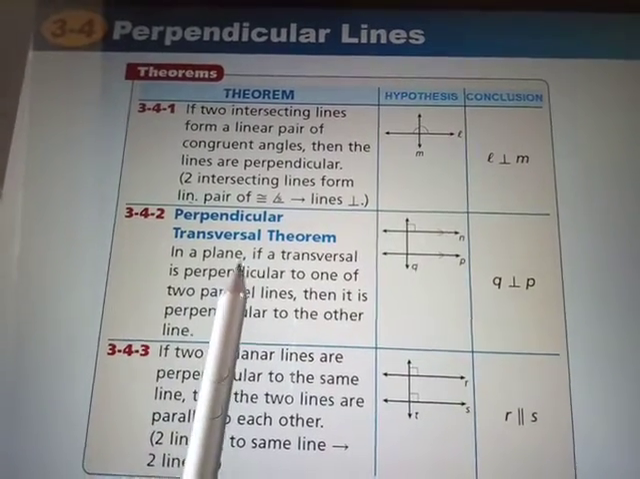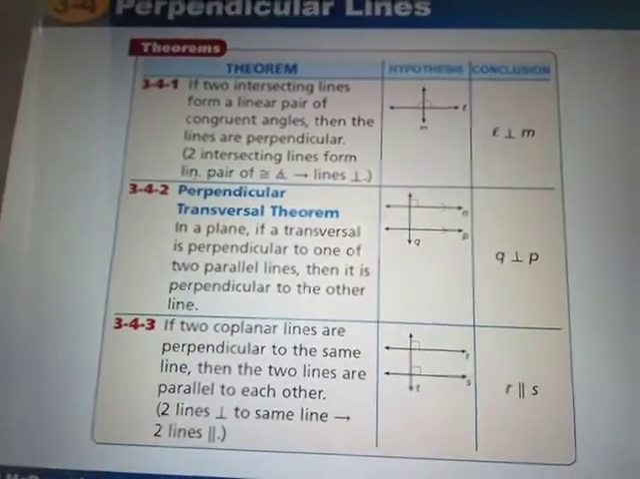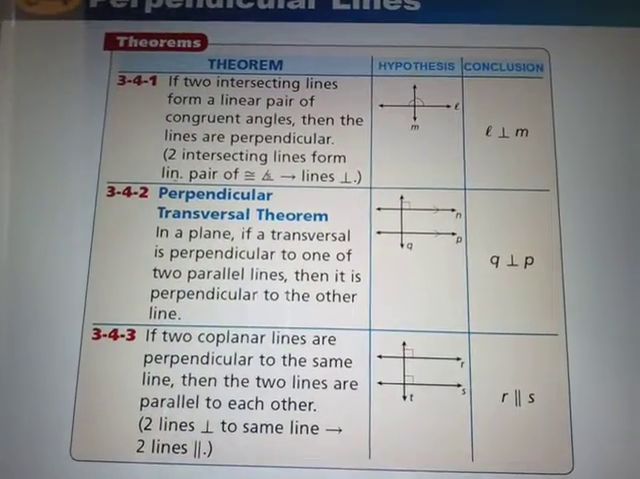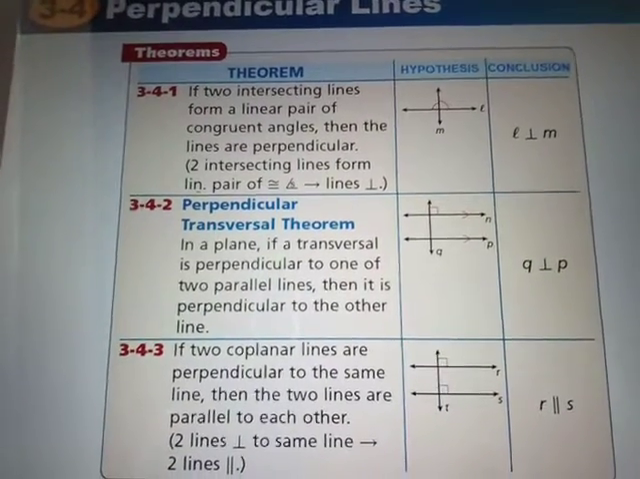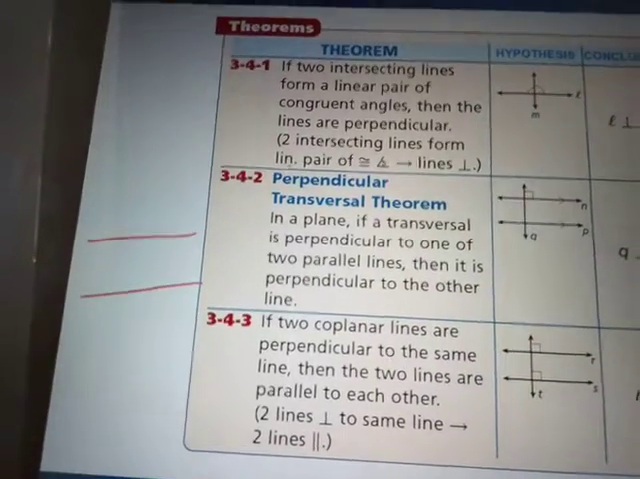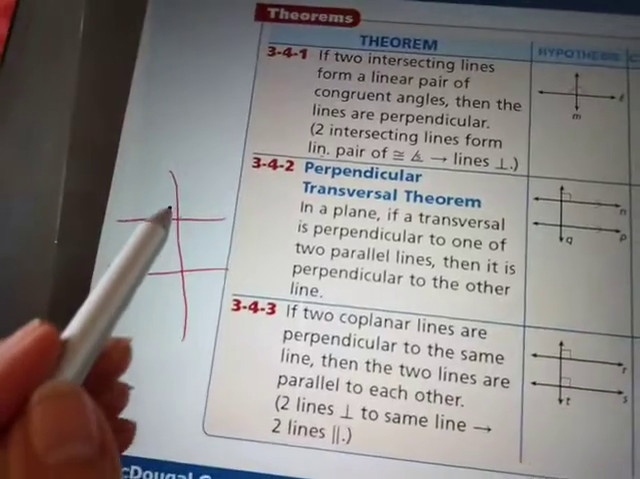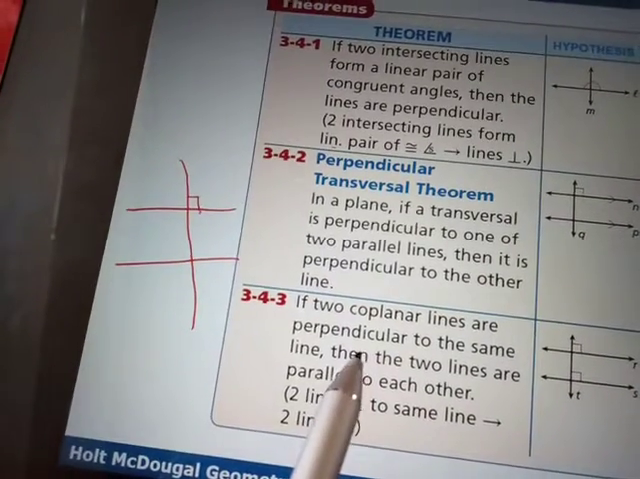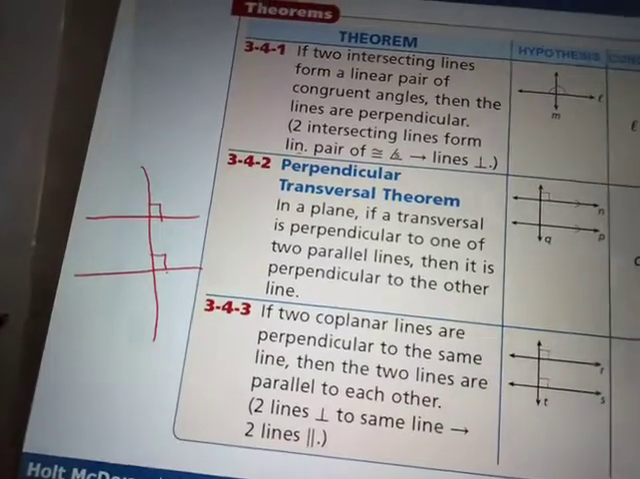Second one, perpendicular transversal theorem. In a plane, if a transversal is perpendicular to one of two parallel lines, then it's perpendicular to the other line. It's logical. Why? If we have two parallel lines and we draw a transversal, and the transversal is perpendicular to the first line, it's logical that it will be perpendicular to the second line.